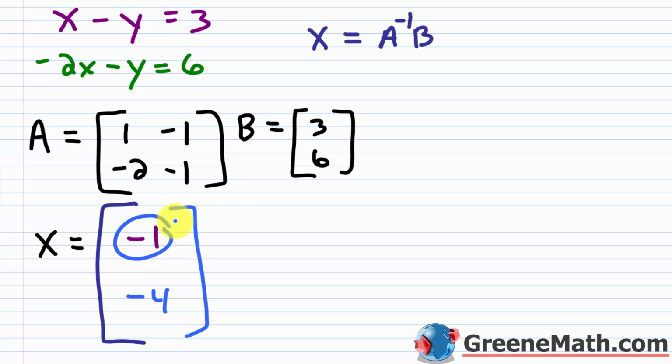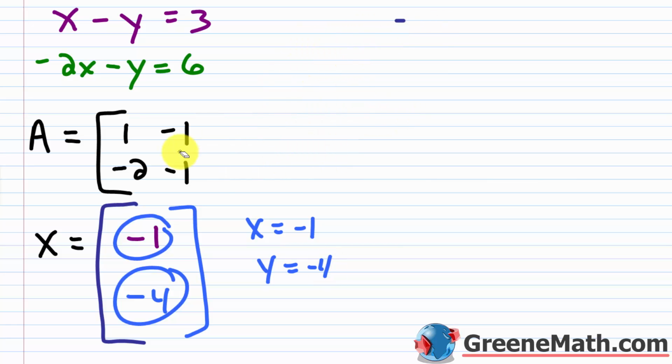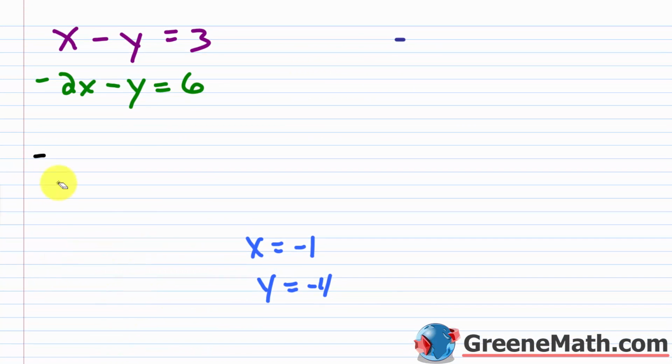We know this one is x, so x is -1. We know this one is y is -4. I'm just going to erase everything at this point. We don't need it anymore. Just going to list our solution and be done. So we'll say that this is -1, -4 as an ordered pair.